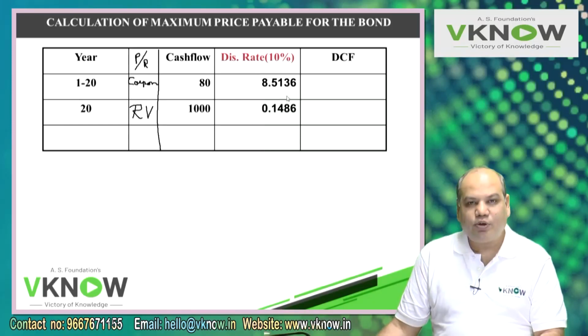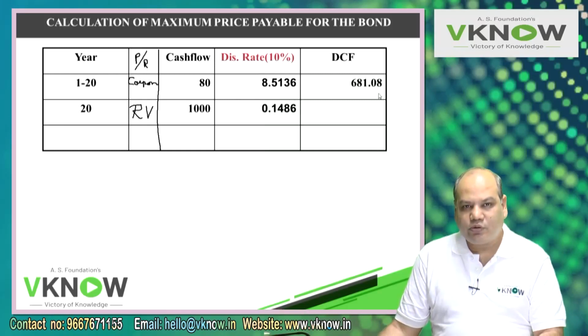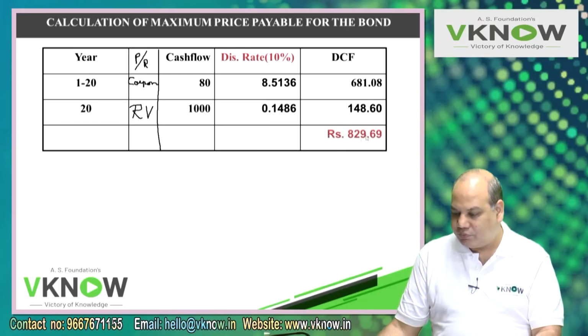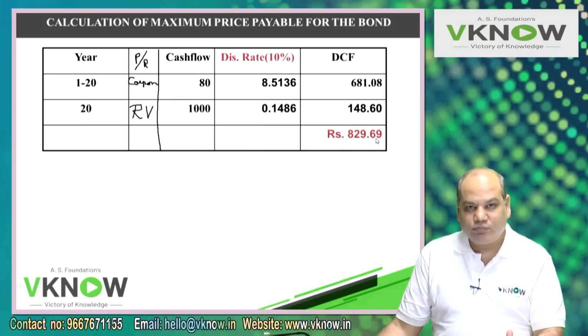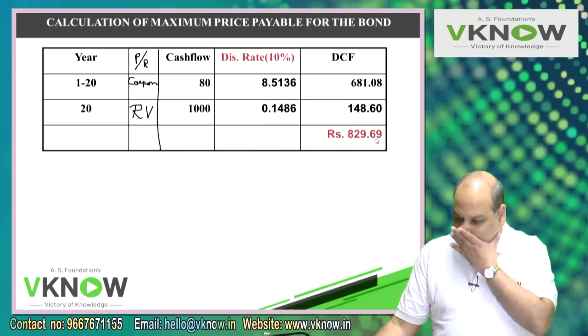Keep memory clear first so that you can add fast. 80 into 8.5136 equal to memory plus 681.08. 1000 into 0.1486 equal to memory plus is 148.60. Then tell me the total of this last column, memory recall. It comes to 829.69. So what is your observation here?